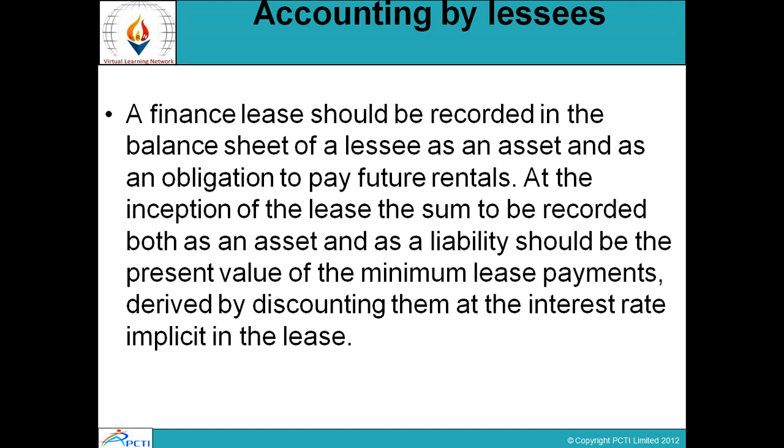Accounting by lessees: a finance lease should be recorded in the balance sheet of a lessee as an asset and as an obligation to pay future rentals. At the inception of the lease, the sum to be recorded both as an asset and as a liability should be the present value of the minimum lease payments, derived by discounting them at the interest rate implicit in the lease.